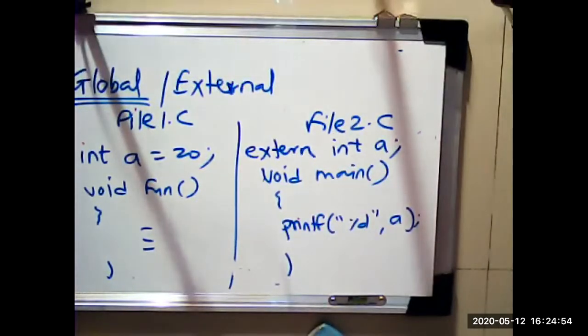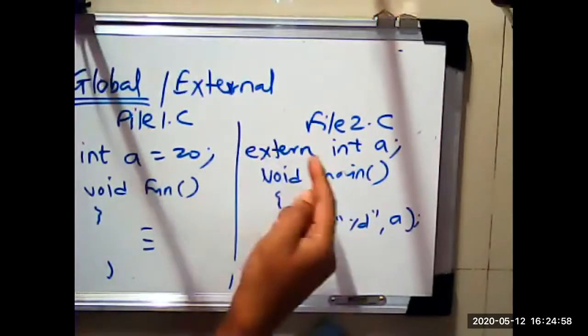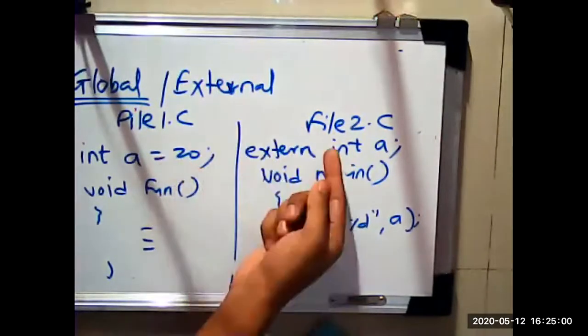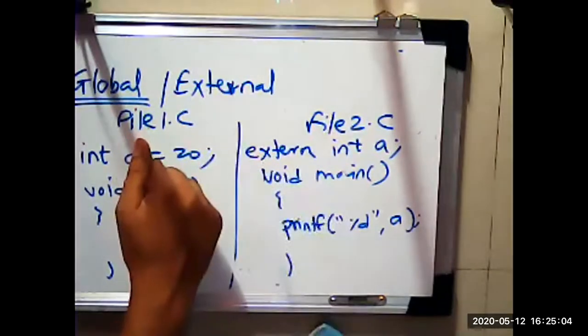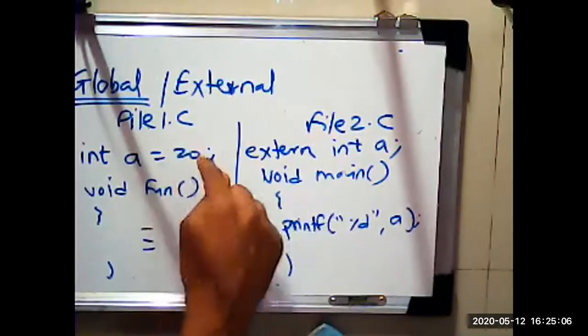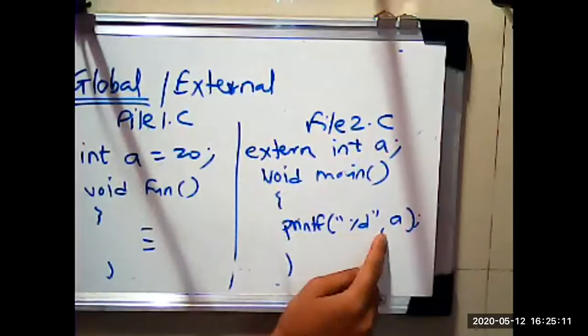So it means that here a is declared externally. A is declared already and it is taken as externally. दुसऱ्या फाईलने तो डिक्लेअर केलेला आहे. दुसऱ्या फाईलने डिक्लेअर केलेला आहे तो व्हेरिएबल वापरून हा a आता वापरायचा इथे. So here the output is 20.